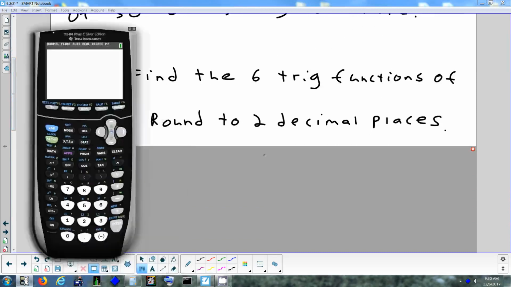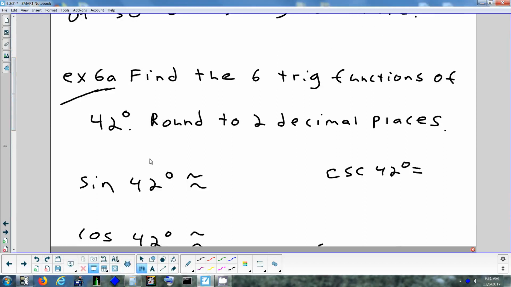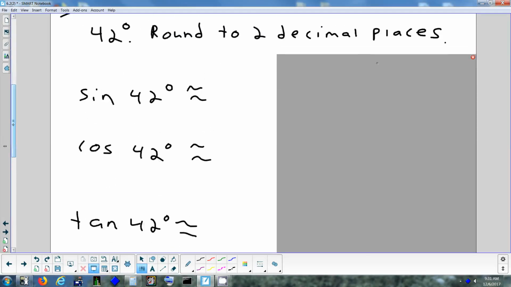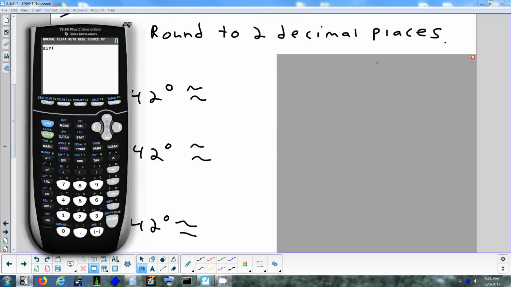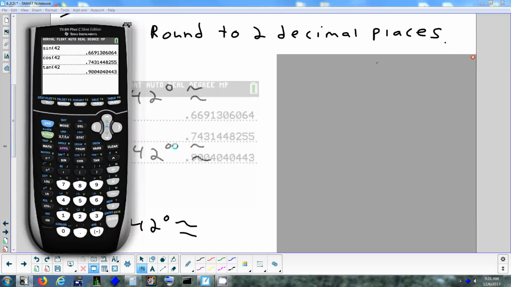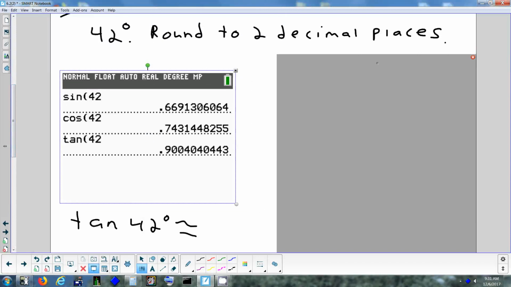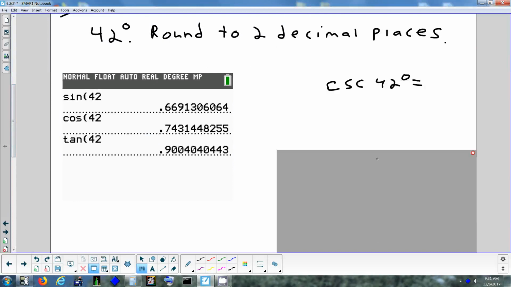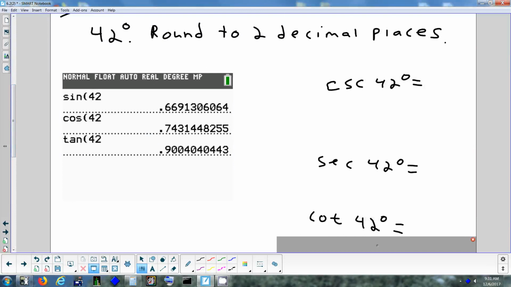All right. And now you just type it in. Let's start with the sine, the cosine, and the tangent. So sine of 42, cosine of 42, tangent of 42. Hey, if you got those answers, then you're doing it right. Okay, how many people got those answers? Okay. But now the other three it's asking for is the cosecant, the secant, and the cotangent.